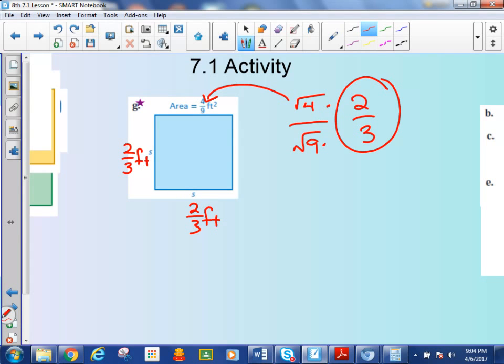Okay, just because it's a fraction, don't think of it as a fraction. We kind of break that rational number down, that fraction format, into two smaller problems, one on top of the other. So the square root of 4 over the square root of 9 instead of thinking of it as the square root of 4/9. Okay, so that's it for activity 1.